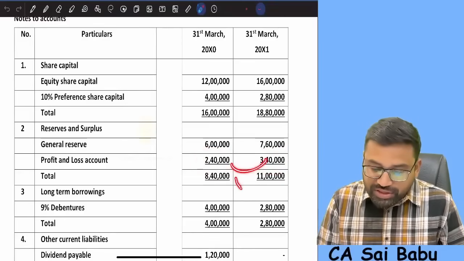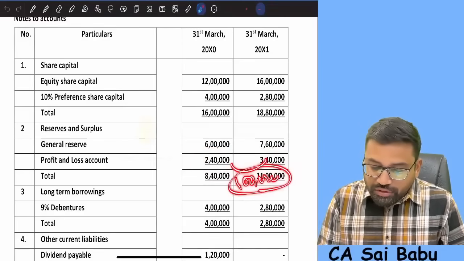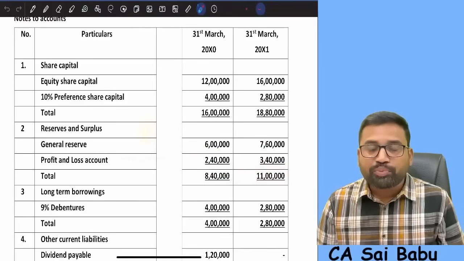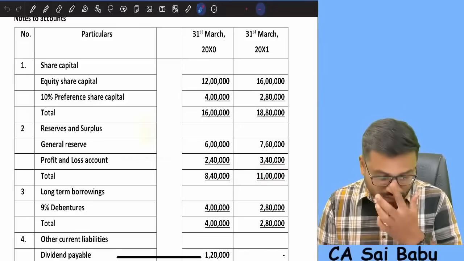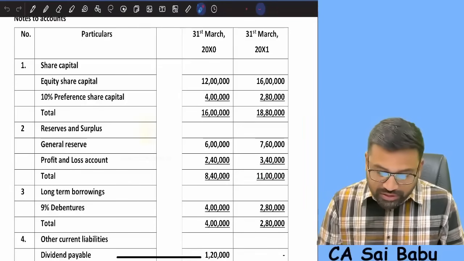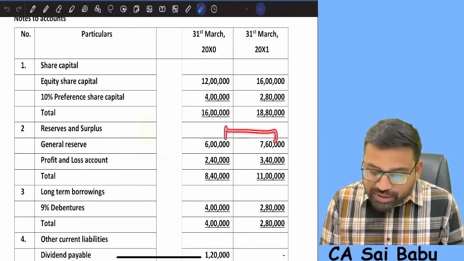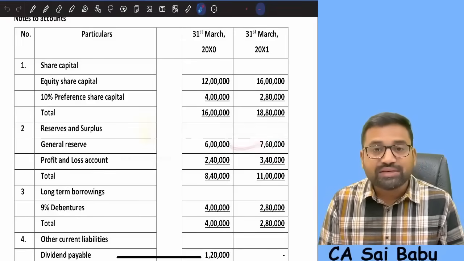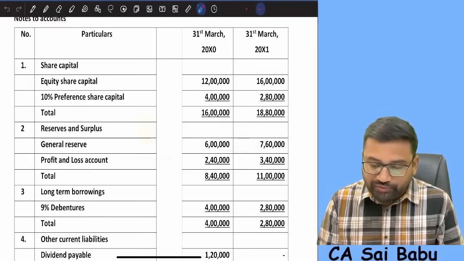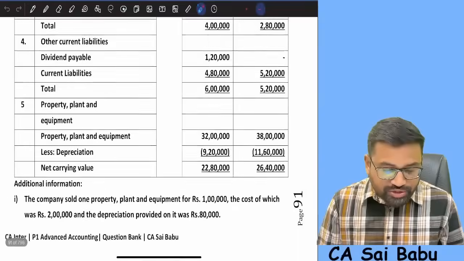So the difference is how much? 1 lakh. Now to this 1 lakh we need to add back the appropriations from current year profits. What appropriations might be done? General reserve. See, this 6 has become 7.6. That means 1,60,000 may be appropriated from current year profit. So add back.